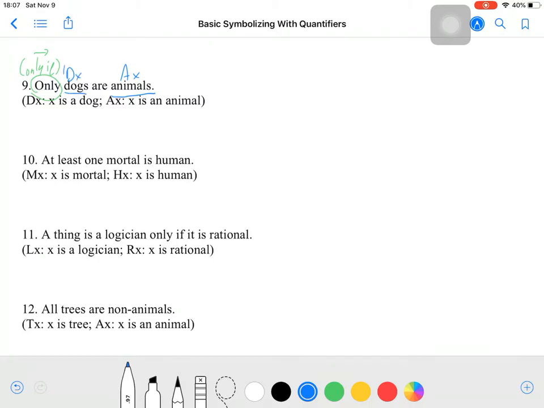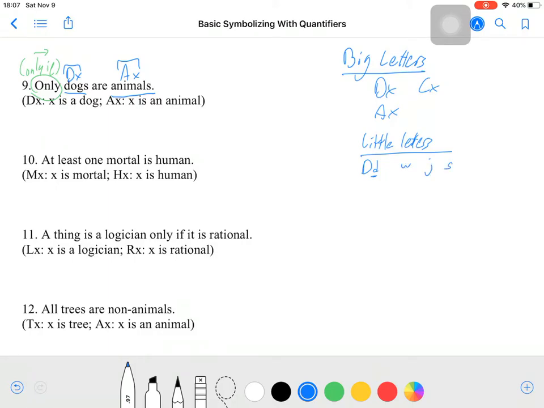And remember, these are categories. So big letters are categories. So dogs, animals, cats, whereas little letters, well, those are something different. That's Doug the dog or something. Wanda, Jake, Sam. Little letters represent specific things out there in the world. But for the most part, we're going to be dealing with mostly big letters.